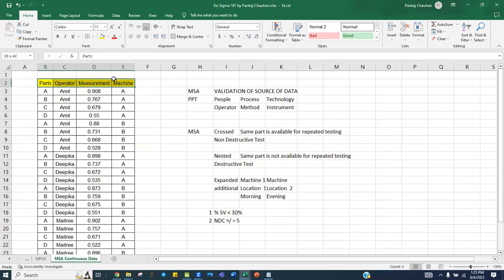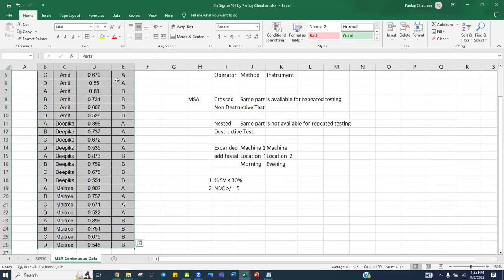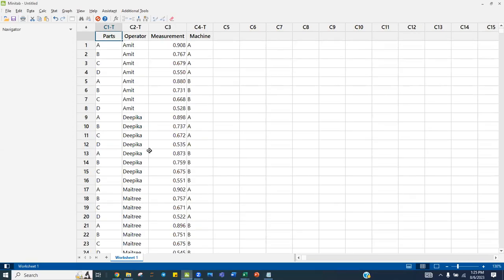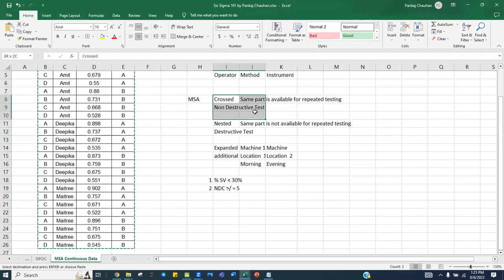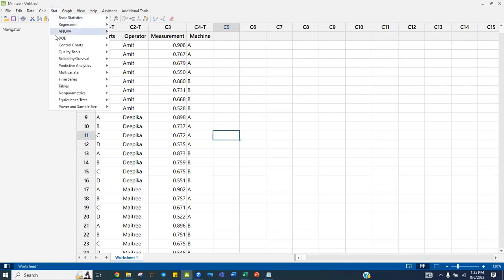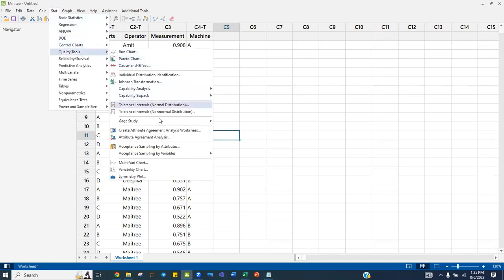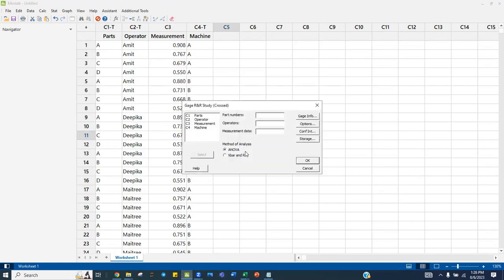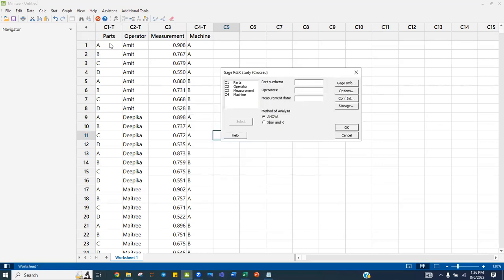So let's see how the MSA will be read, and how these two values will be read: the percent variation as well as the number of distinct categories. Here I copy-pasted this data, and first we are going to learn about the crossed MSA. Let's go to Stat, Quality Tools, Gauge Study, and here we select Gauge R&R Study (Crossed). Just click on this. Part numbers are A, B, C, D.